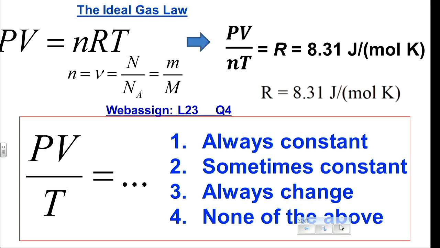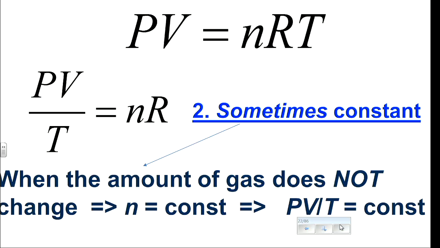Sometimes constant. Always change depending on the gas or circumstances, or maybe something else. Well, the answer is, of course, this ratio depends on the amount of gas. So when the amount of gas changes, this ratio changes. When the amount of gas doesn't change, this ratio doesn't change. That's it. How can we change the amount of gas? We can drill a hole in a container and let it out, for example.